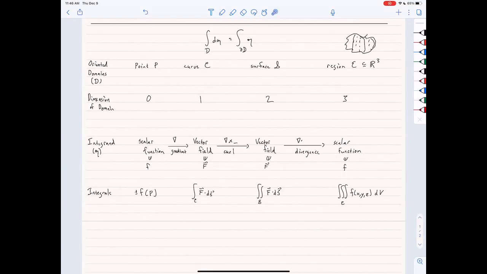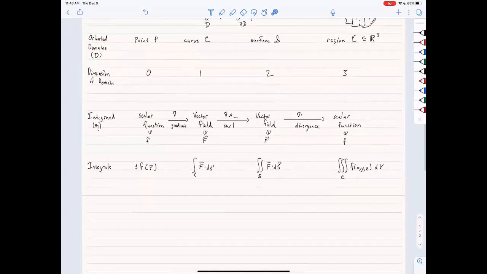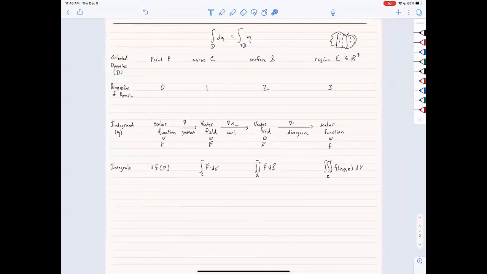Now, to each one of these arrows, each one of these derivatives, we have a theorem. One of these generalized Stokes theorems. The first theorem we have is the fundamental theorem of line integrals. And it reads like this. It says f of q minus f of p is equal to the integral over a curve C of the gradient of f dot ds. That's the theorem that goes in between these two.